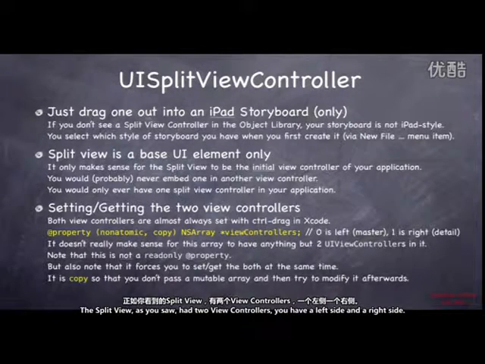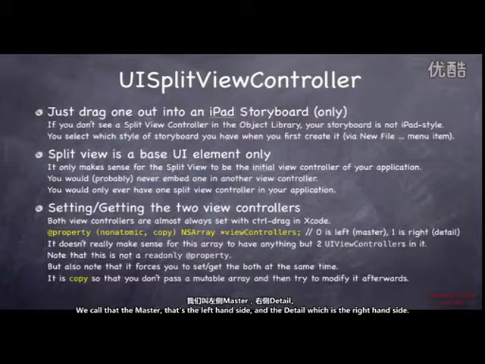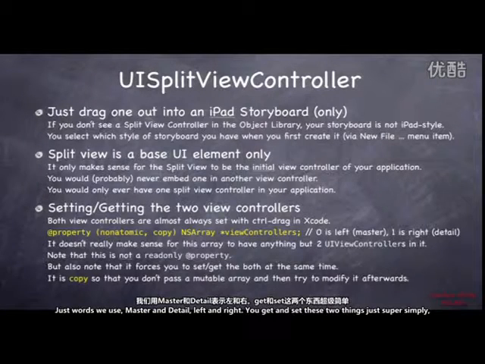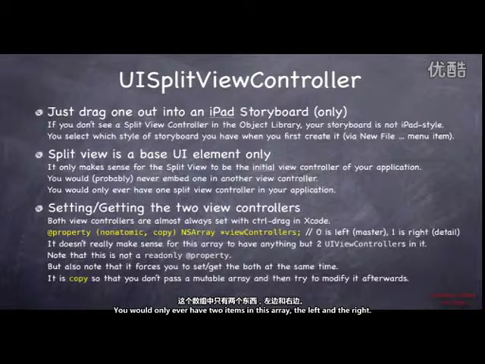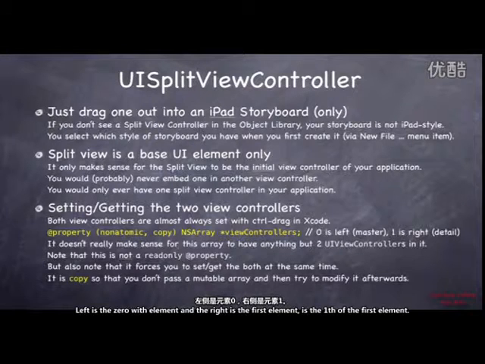The split view, as you saw, had two view controllers, kind of a left side and a right side. We call that the master, that's the left-hand side, and the detail, which is the right-hand side. That's just words we use, master and detail, left and right. You get and set these two things super simply. There's a property in split view controller called view controllers. It's an array. You would only ever have two items in this array, the left and the right. The left is the 0th element, and the right is the 1th element, the first element.